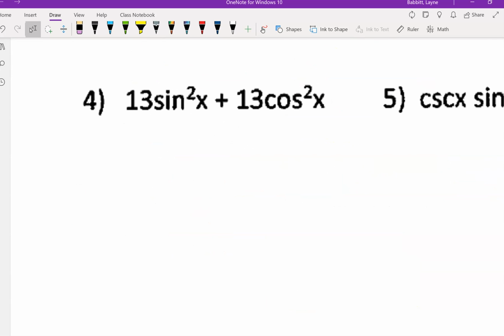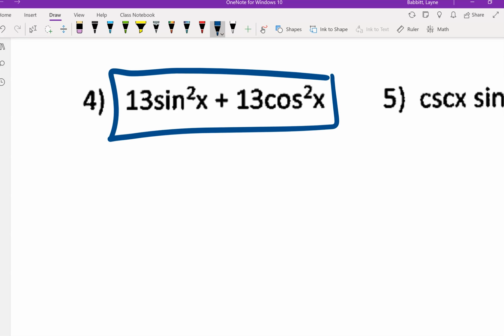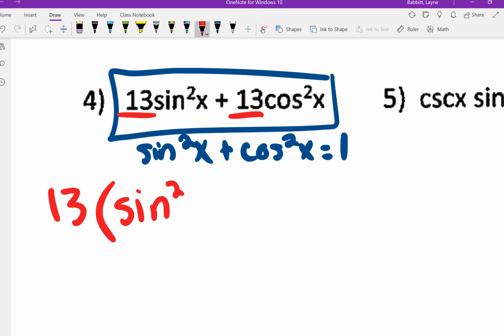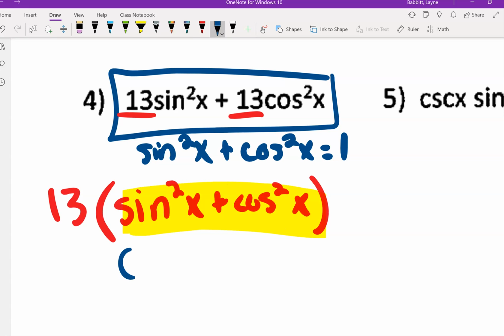Now this isn't going to involve reciprocal identities, but this is a problem we actually did last chapter. This looks pretty similar to our Pythagorean identity, sine squared x plus cosine squared x equals 1. So what I can do is factor out this 13, put that in front, and I'm left with sine squared x plus cosine squared x. And then I can replace this whole thing with 1. 13 times 1 is just 13.